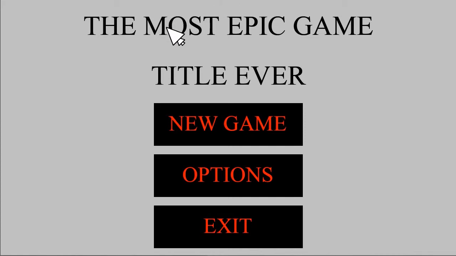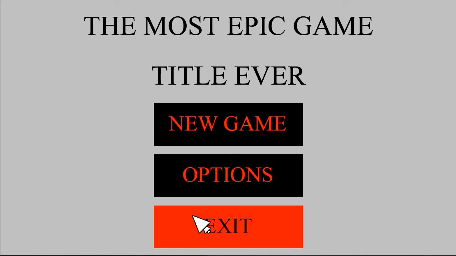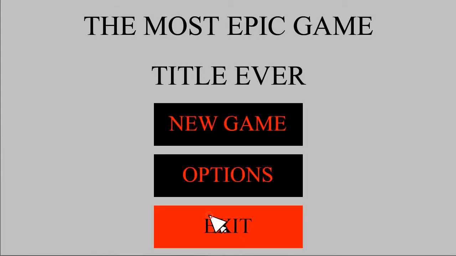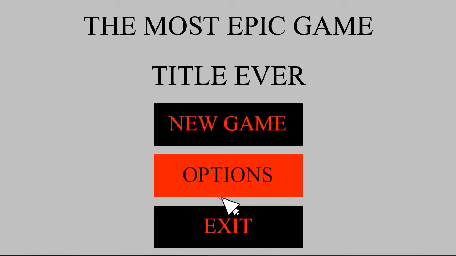Check that out. Okay, so we've got the title, the most epic game title ever. And then when our mouse comes over them, oh look, it changes to the other sprite. So now the user knows that his mouse is currently on options or new game or exit. That's a pretty cool feature. Right now these buttons don't do anything.